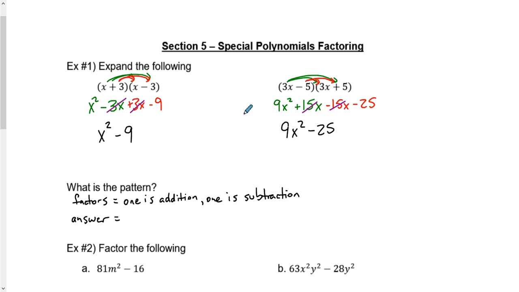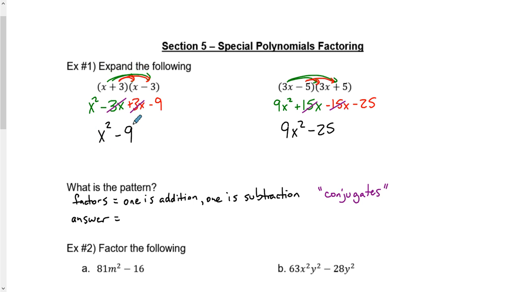There is a specific term for this. They're called conjugates. And that's exactly what it is: one's addition, one's subtraction. Notice that the first term, though, is the exact same thing: 3x, 3x, x, x. In the answer, there's a few more things to notice.